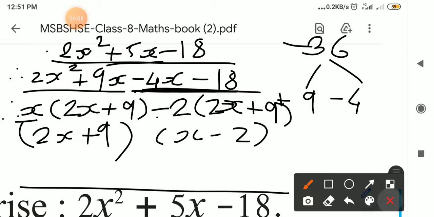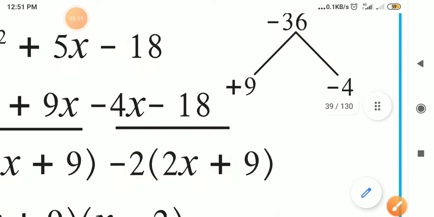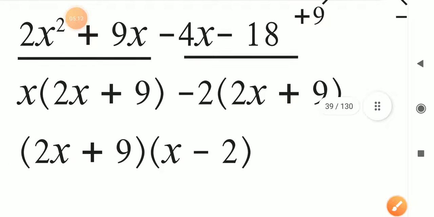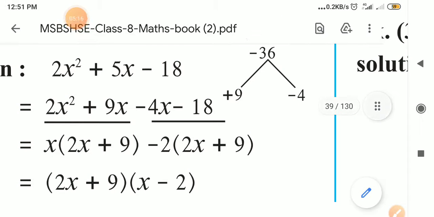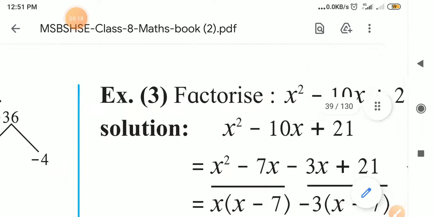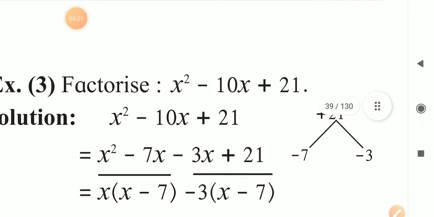Okay, so we will check our answer. See here, that is the answer. Same steps followed, just I told you before only. After this example, we will see the factorization of x square minus 10x and 21.